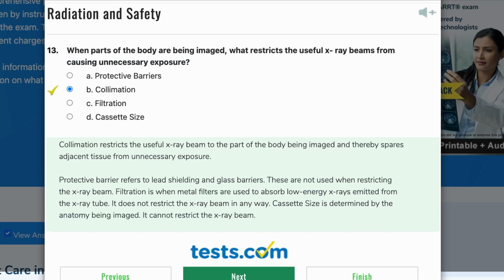from unnecessary exposure. Protective barrier refers to lead shielding and glass barriers. These are not used when restricting the X-ray beam. Filtration is when metal filters are used to absorb low-energy X-rays emitted from the X-ray tube. It does not restrict the X-ray beam in any way. Cassette size is determined by the anatomy being imaged. It cannot restrict the X-ray beam.